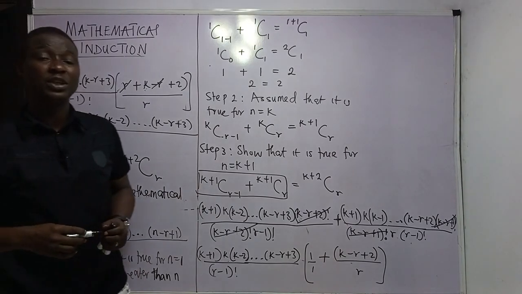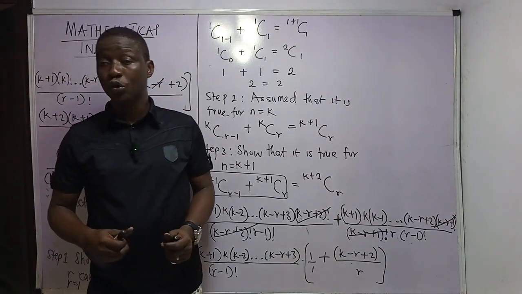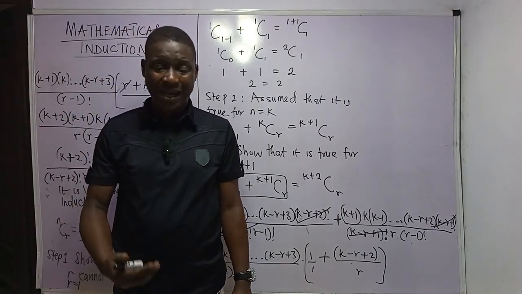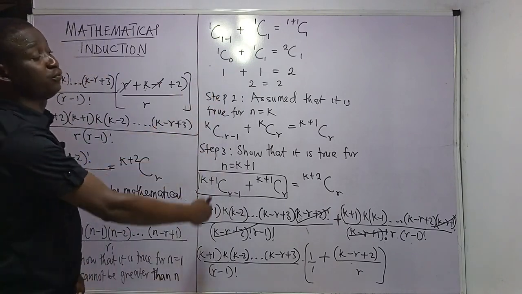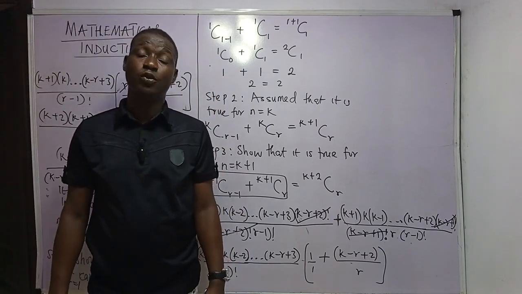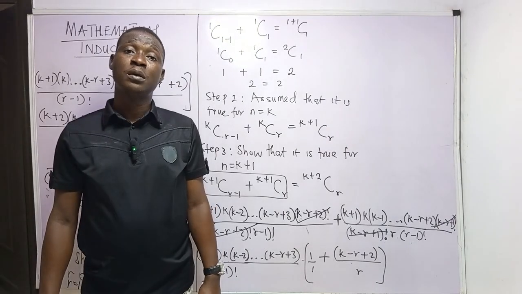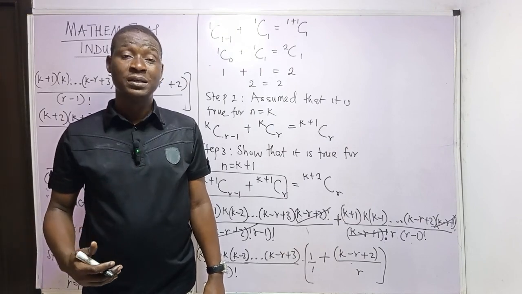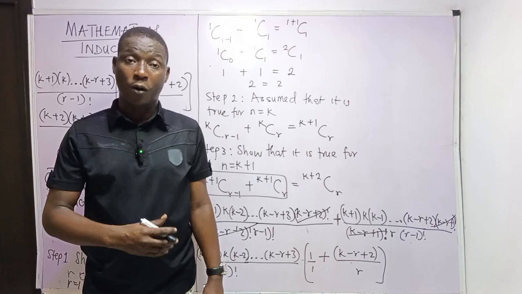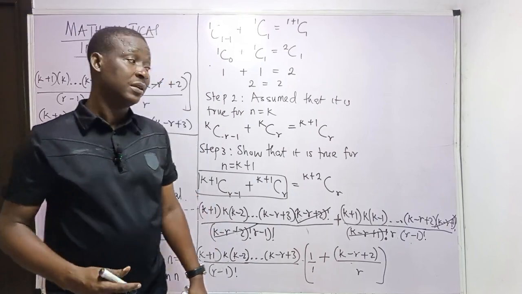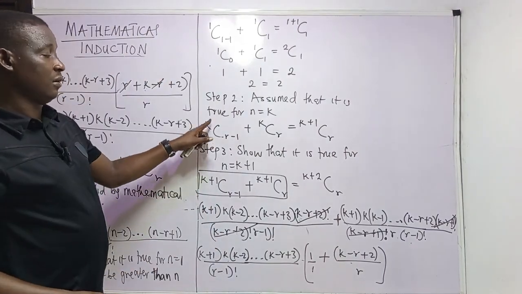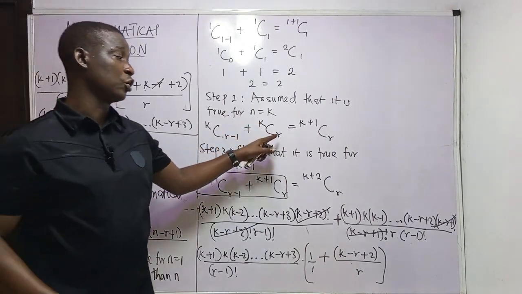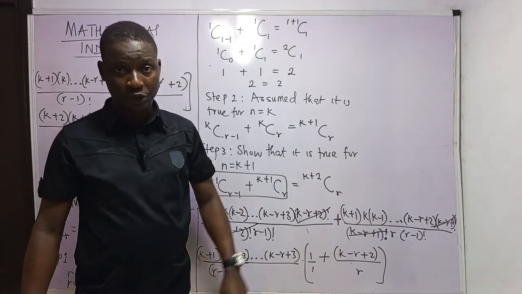Thank you. I believe you enjoyed the class. So make sure you go through it and revise the question again. We have proved all this by mathematical induction using combination proof. Using mathematical induction, we are able to prove the combination that it is valid, that when you say k combination r minus 1 plus k combination r gives us k plus 1 combination r.